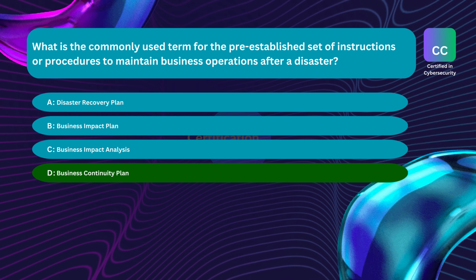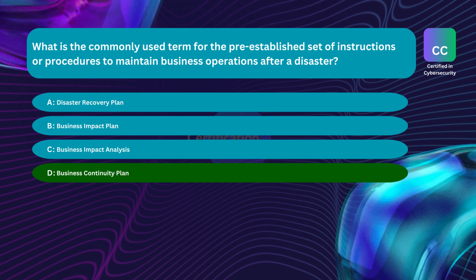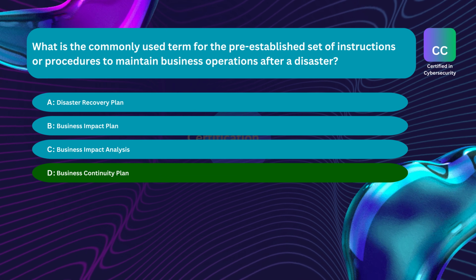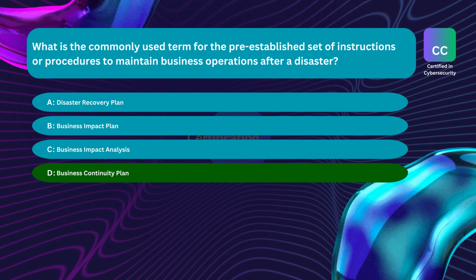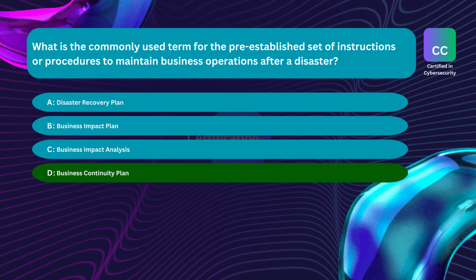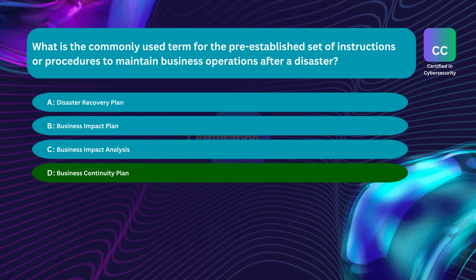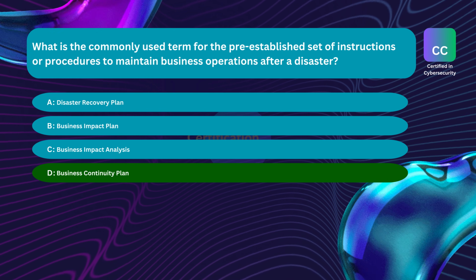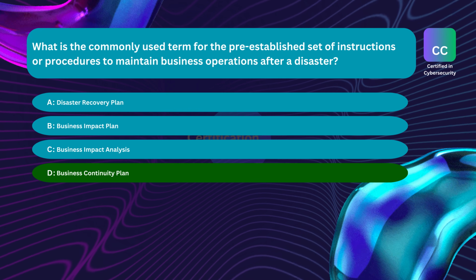A business impact analysis is a technique for analyzing how disruptions can affect an organization. A disaster recovery plan is a written plan for recovering information systems in response to a major failure or disaster. The term business impact plan does not exist.